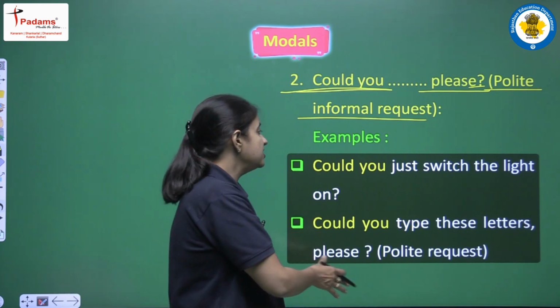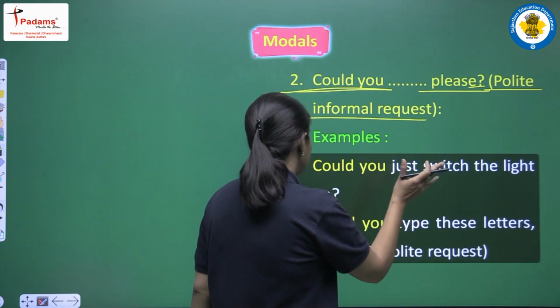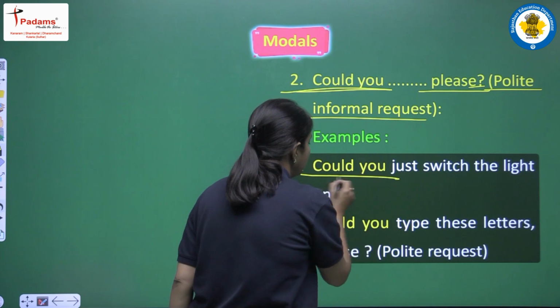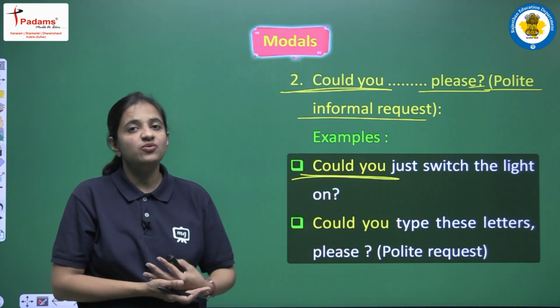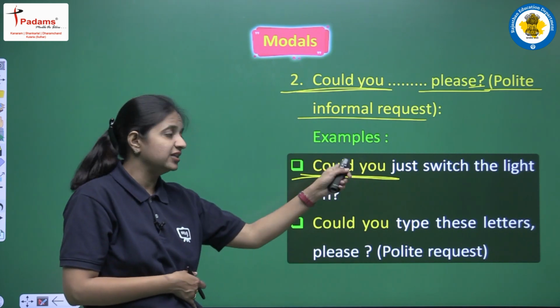So let's see the example. The first one is, could you just switch the light on? So here we are having could you in the beginning. So here we are having some request, right? We are requesting someone to switch on the light.